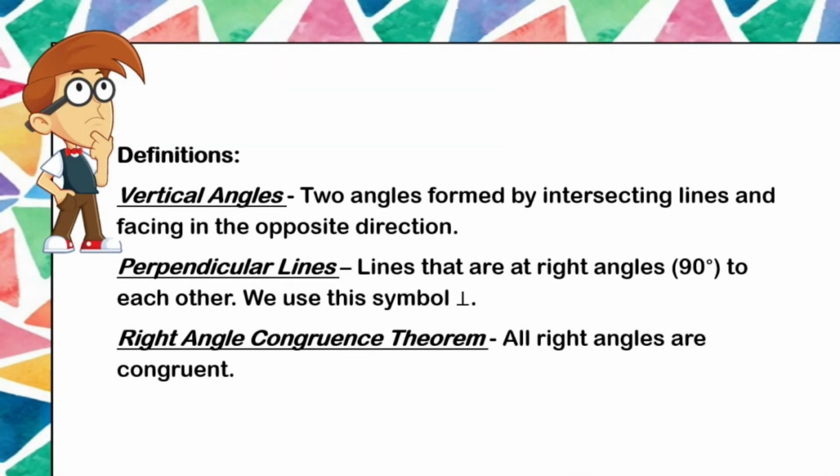Next, we have vertical angles. Vertical angles are two angles formed by intersecting lines and facing in the opposite direction. Next, we have perpendicular lines. Perpendicular lines are lines that are at right angles or 90 degrees to each other. We use the symbol shown on the screen to represent perpendicular lines. Next, we have the right angle congruence theorem. According to the right angles congruence theorem, all right angles are congruent.